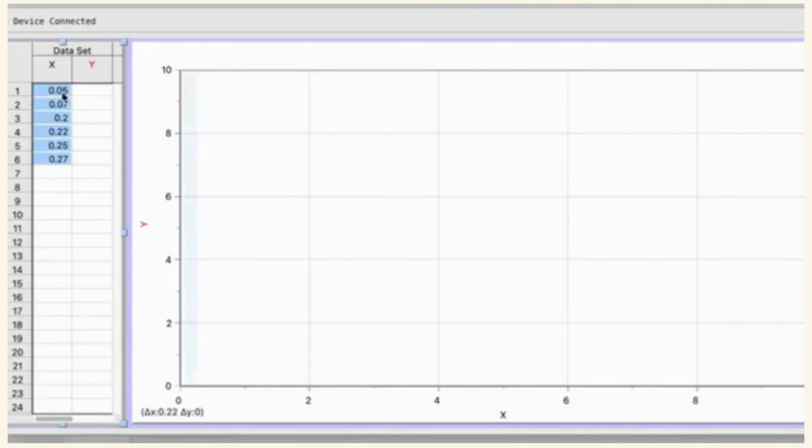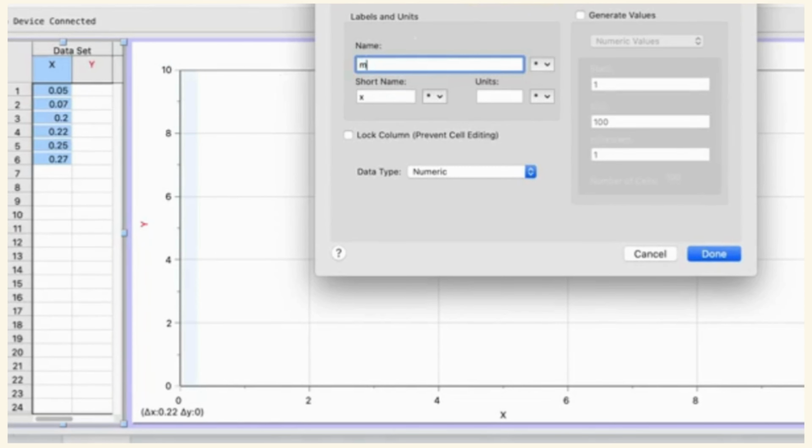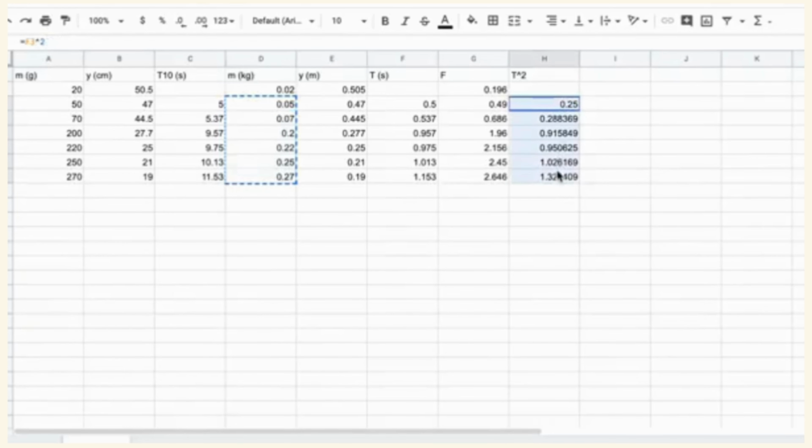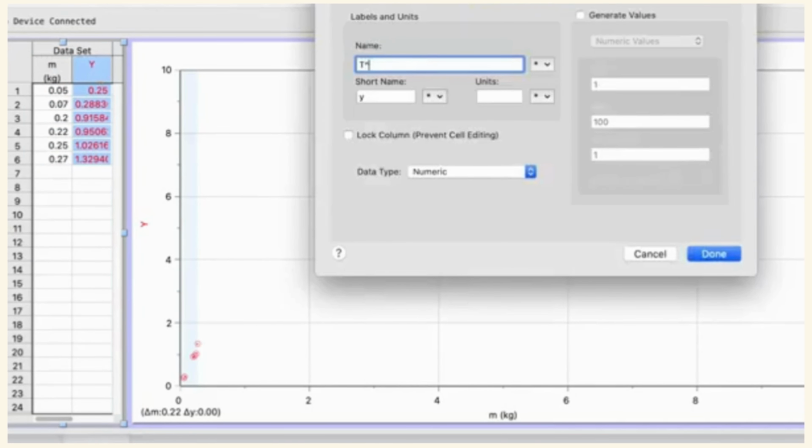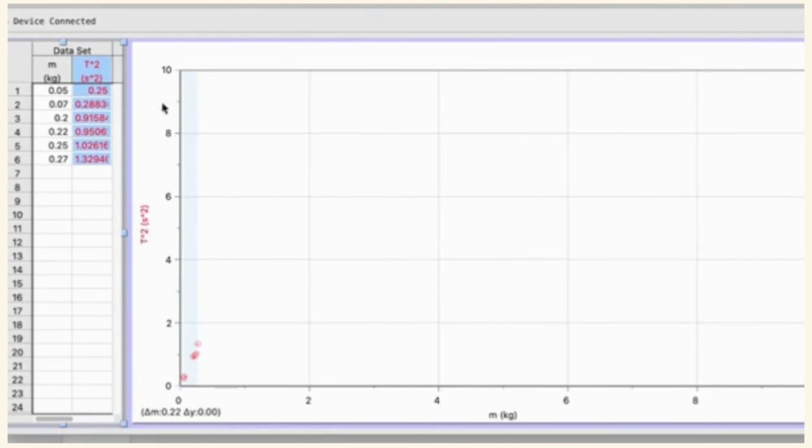This is the mass, m, in kilograms. And then I'm going to copy my t squared. And the reason that we do this, the reason we want it as a line, is so that I could do it on graph paper too. And this is going to be t squared, in seconds squared. Okay. And so it's t squared versus m. That's where I want it.